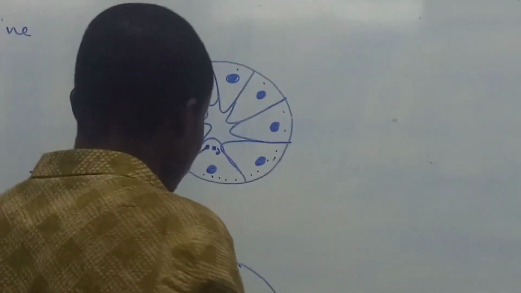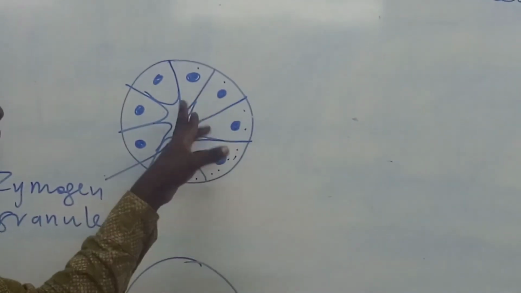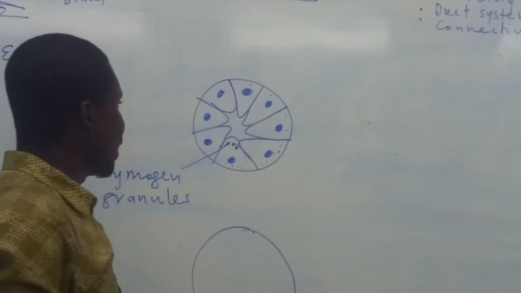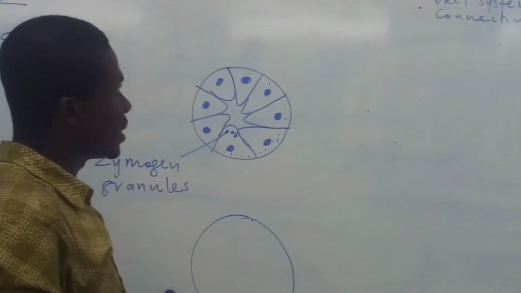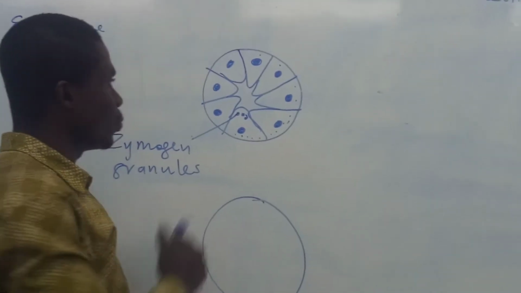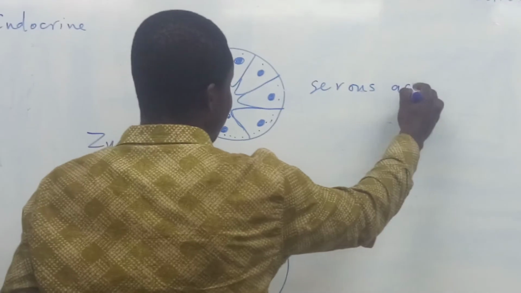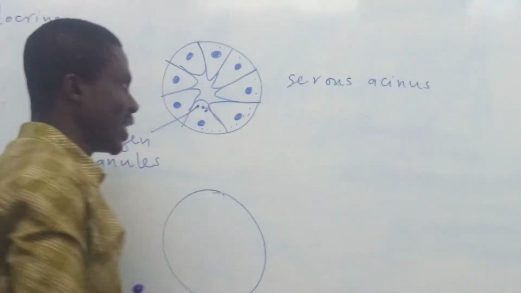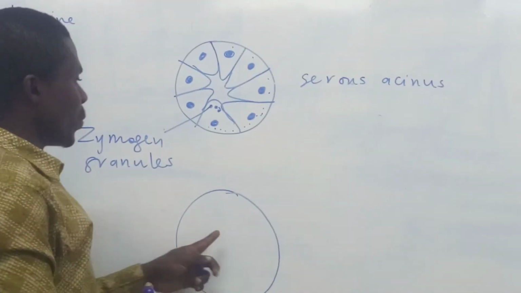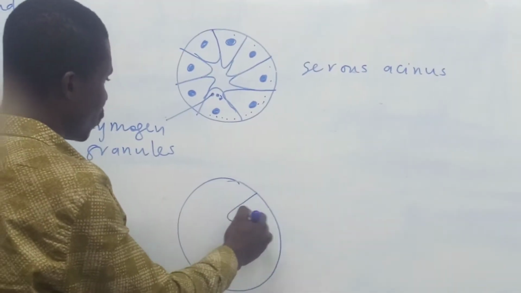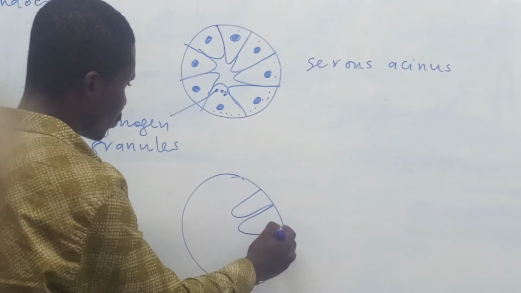Now, what we find is that the lumen is also relatively smaller, and that is what we mean by this serous secretory unit. So this serous is acinus. Serous is acinus. Plural is acini. Now, for mucous secretory units, the cells are generally columnar in shape.